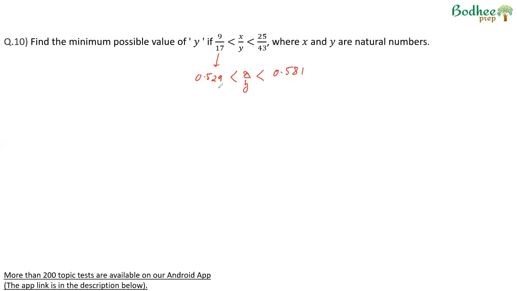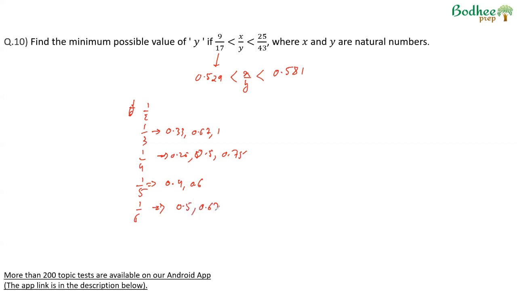25 divided by 43 is 0.581. Now, if we look at common fractions, that is 1 by 2, 1 by 3, 1 by 4, and so on, and their multiples being in this range, obviously 1 by 2 will be 0.5 or 1, 2 by 2 will be 1. Multiples of 1 by 3 will be 0.33, 0.67, 1, and 1 by 4 will be 0.25, 0.5, 0.75, not in this range. 1 by 5 gives 0.2, 0.4, 0.6, not in this range. 3 by 6 will be 0.5 and then 0.67, not in this range.